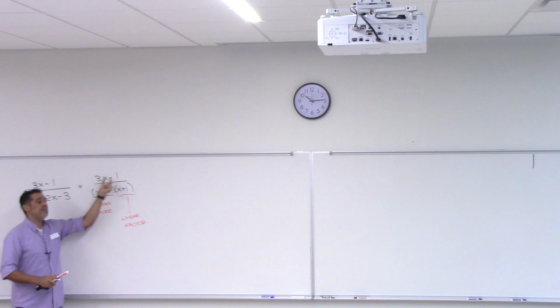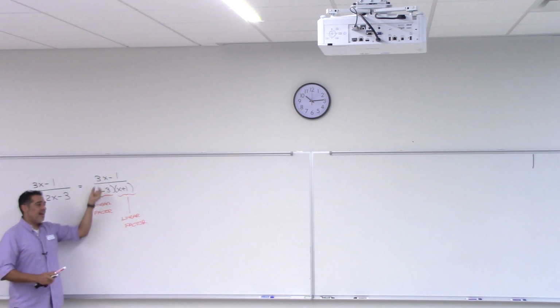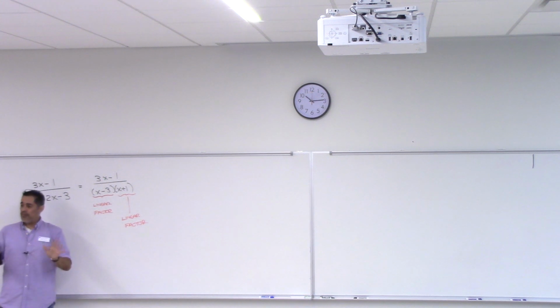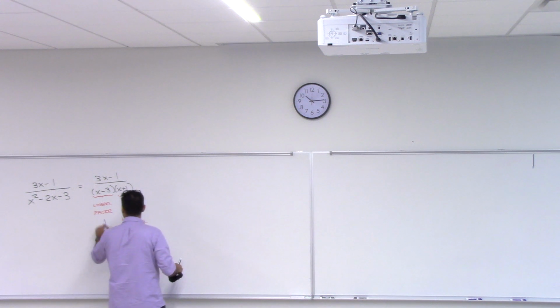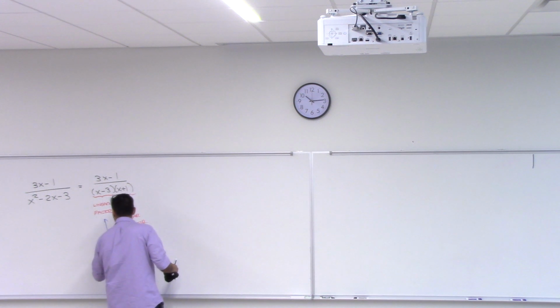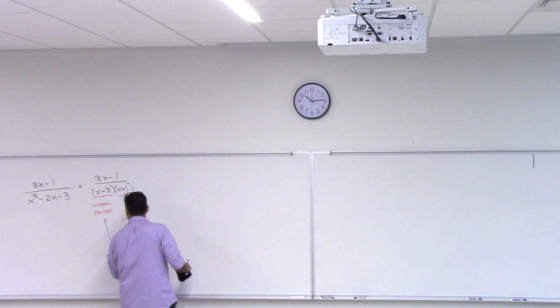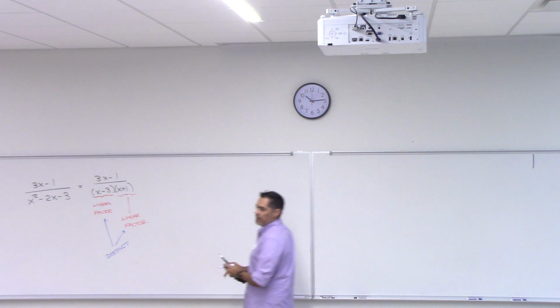This isn't x minus 3 times x minus 3, right? This isn't x plus 1 times x plus 1. They are different from one another. So we call these distinct, right? These right here are distinct linear factors.